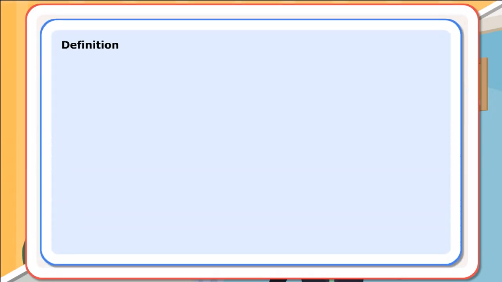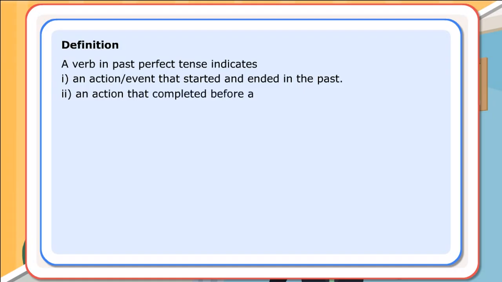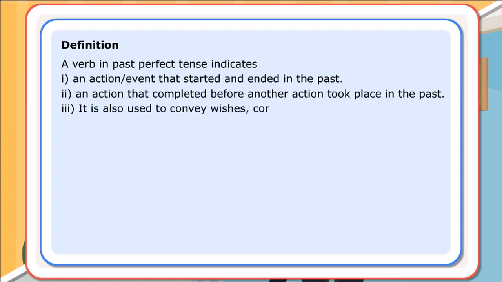Definition. A verb in past perfect tense indicates: 1. An action or event that started and ended in the past. 2. An action that completed before another action took place in the past. 3. It is also used to convey wishes, conditions, or in reported speech.